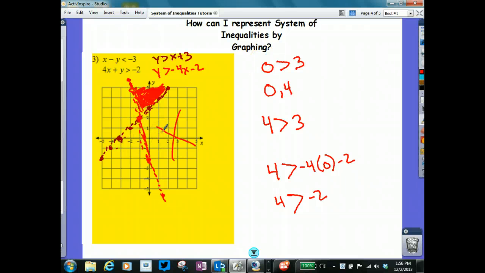Again, for the shaded area on systems of inequalities, it has to satisfy both equations, not just one of them. Because as you work the rest of them out, you'll see some areas will satisfy one or the other, but won't satisfy both.